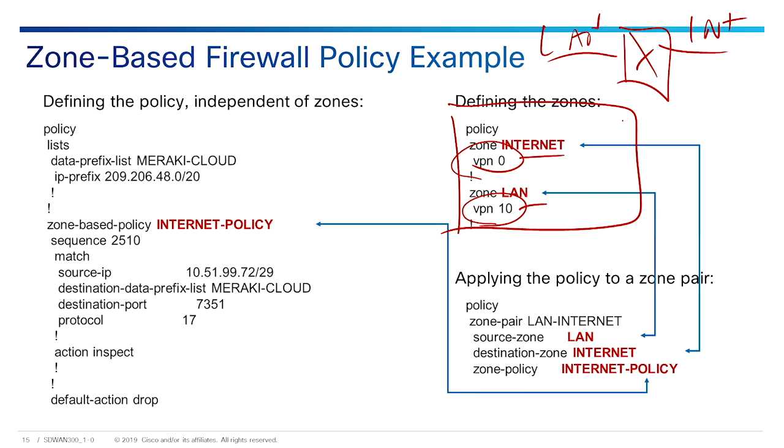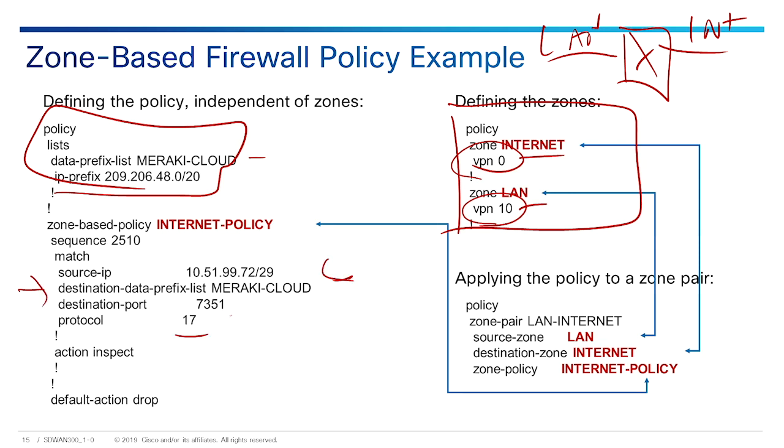Then we're going to define our policy. Here we're matching a prefix list, like an object group on an ASA. And then we define the policy. So here's our list. We're matching this prefix, okay, the Meraki cloud.